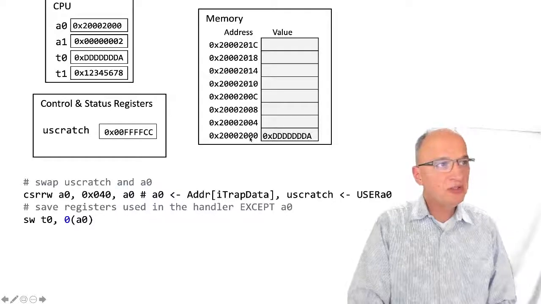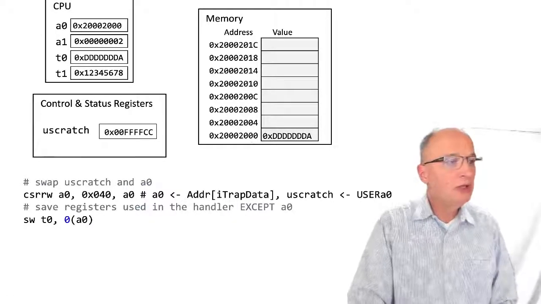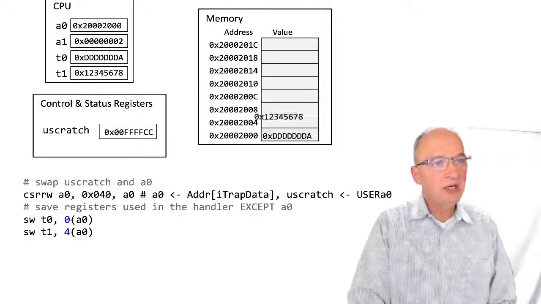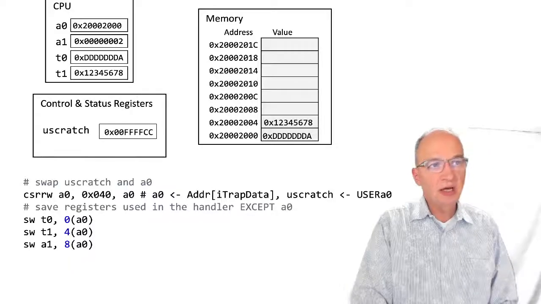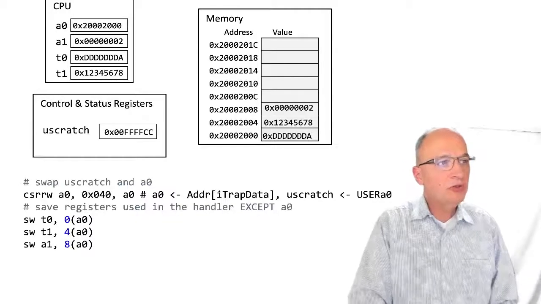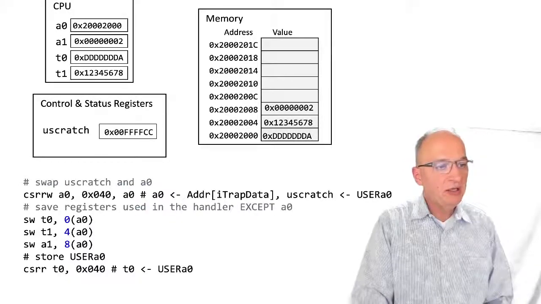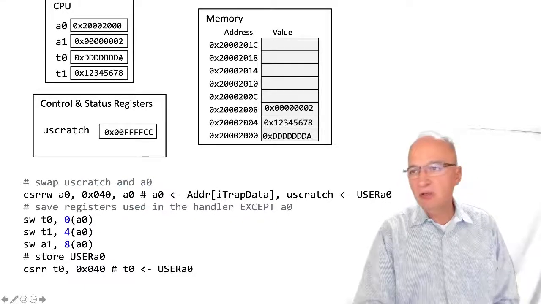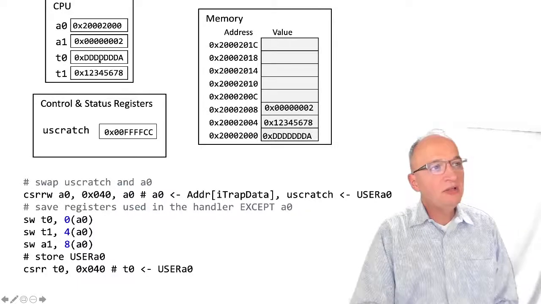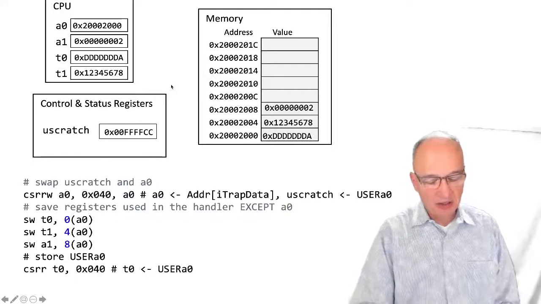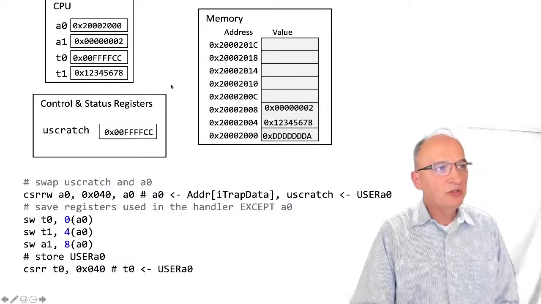So first I'm going to store T0 into that first position. Then I'm going to store T1 into the next position. And then I'm going to store A1 into the next position. And now what I'm going to do is to copy the user A0, which is in the U scratch register, into T0. And notice that this is safe now because the value that was in T0 has already been put into memory in a safe position. So it is safe now for me to write over the value of T0. So that's what I'm going to do.